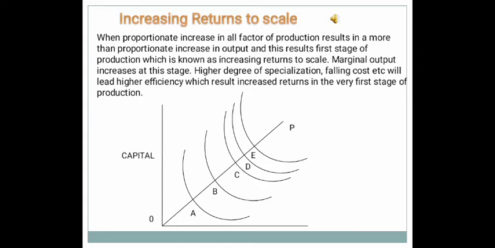Increasing returns to scale. When a proportionate increase in all factors of production results in a more than proportionate increase in output, this is the first stage of production, known as increasing returns to scale. Marginal output increases at this stage. A higher degree of specialization, falling costs, etc. will lead to higher efficiency, which results in increasing returns in the very first stage of production.